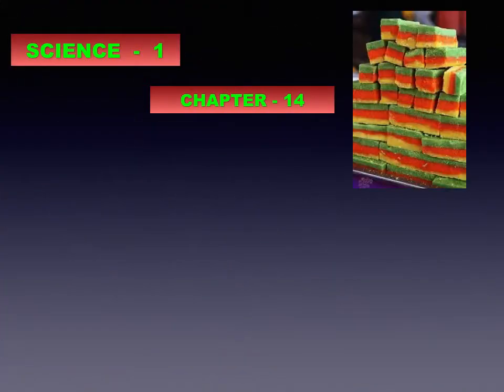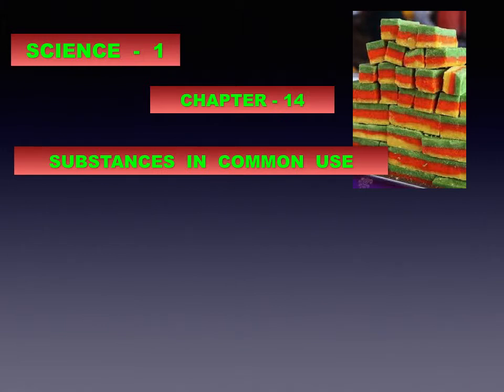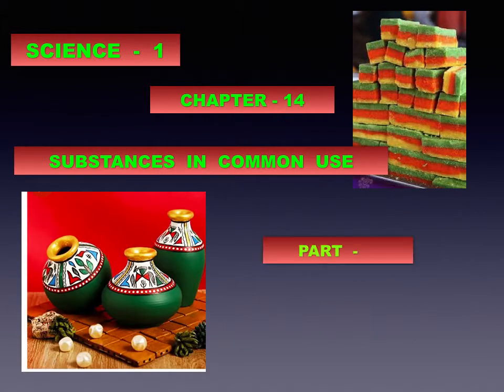Today we are going to study in Science-1 chapter number 14, Substances in Common Use, part 2. The food that we eat, objects like clothes, utensils, watches, medicines and other objects are made from various kinds of matter. This affects our health directly or indirectly. Now let's learn about such substances.